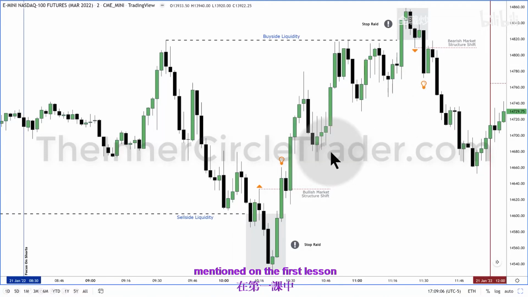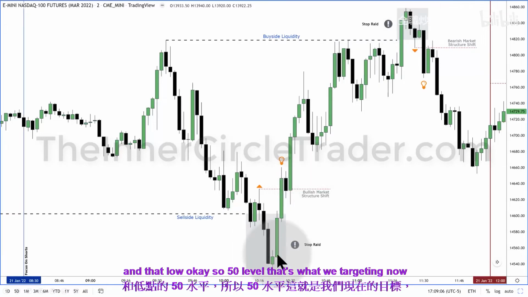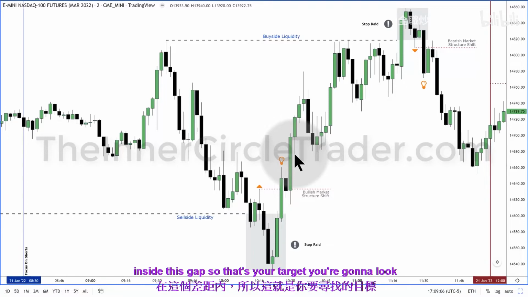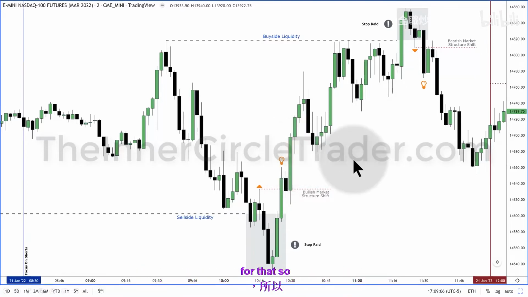Below this low, and this is what I mentioned on the first lesson, okay? Elements to a trade setup. This is below the 50 level of this high and that low, okay? So 50% level, that's what we're targeting. Now, this candle's low was the high end or first objective inside this gap. So that's your target. You're going to look for that.